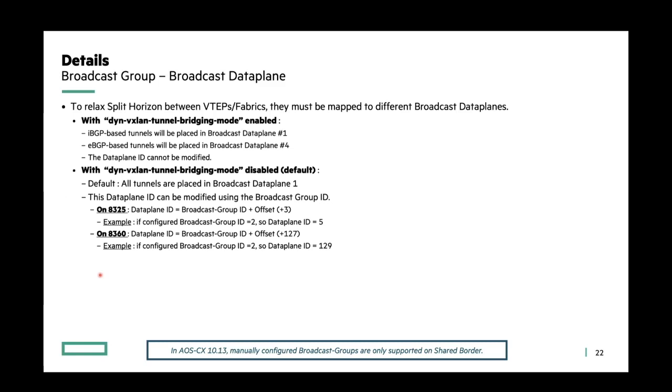If we take an example, let's take the 8325. If we want to configure the broadcast group ID at 2, the new data plane ID will be 5 because we have an offset of 3. On the 8360, same thing. The only difference is the fact that the offset is 127. So if we configure a new broadcast group ID at 2, the data plane ID will be 129.